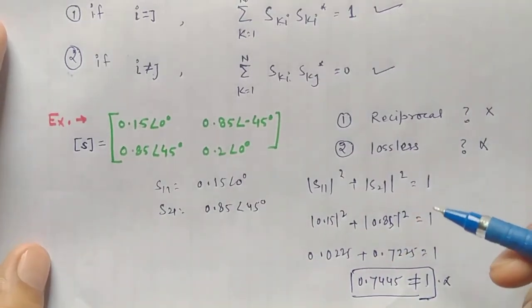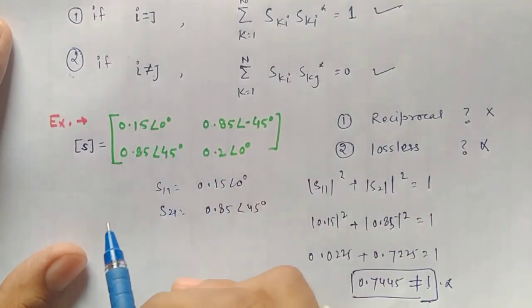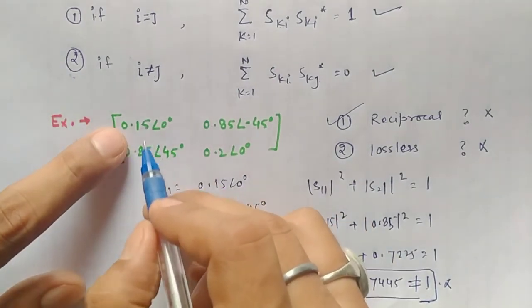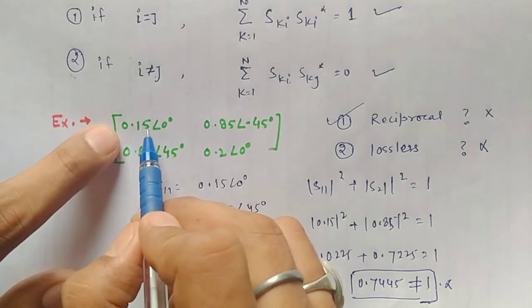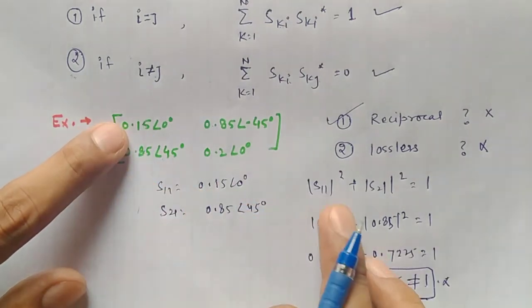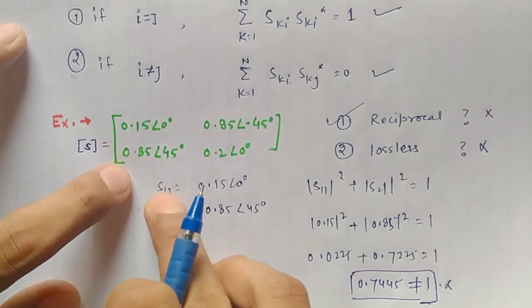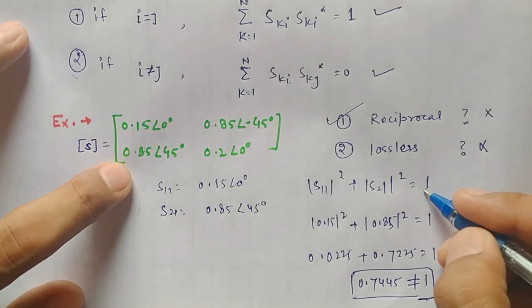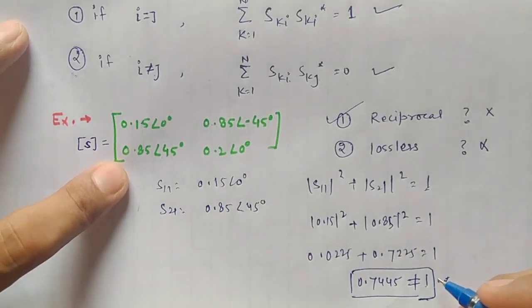This way, for any given network, you can check the symmetry. If it is symmetrical, you can say it is reciprocal. Then take one whole column of the given matrix, square each term and add all the terms, and check whether the sum comes to 1. If it does, then we can say it is a lossless network. If it is not, then we can say it is not a lossless network.